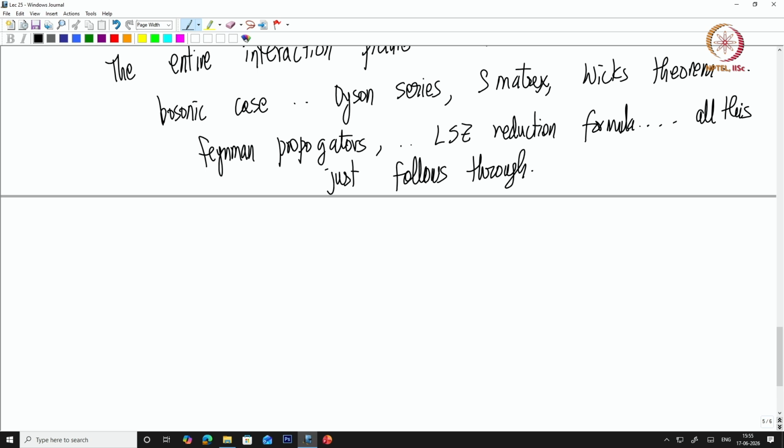Okay, so all this just follows through, and so we can now start playing with examples of the various interacting theories, and then we try to calculate S matrix elements according to them. So let's start with the simplest example.